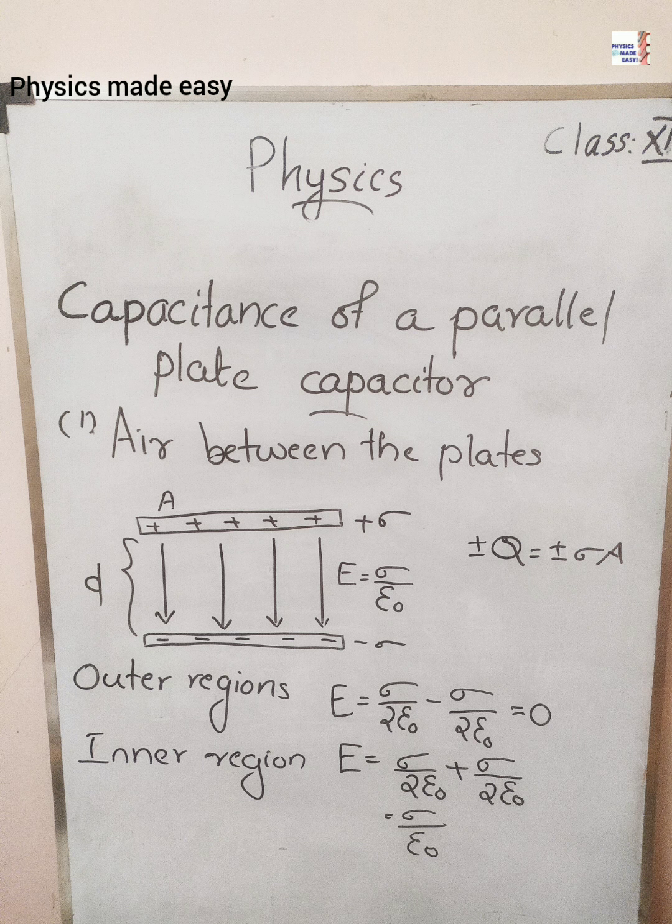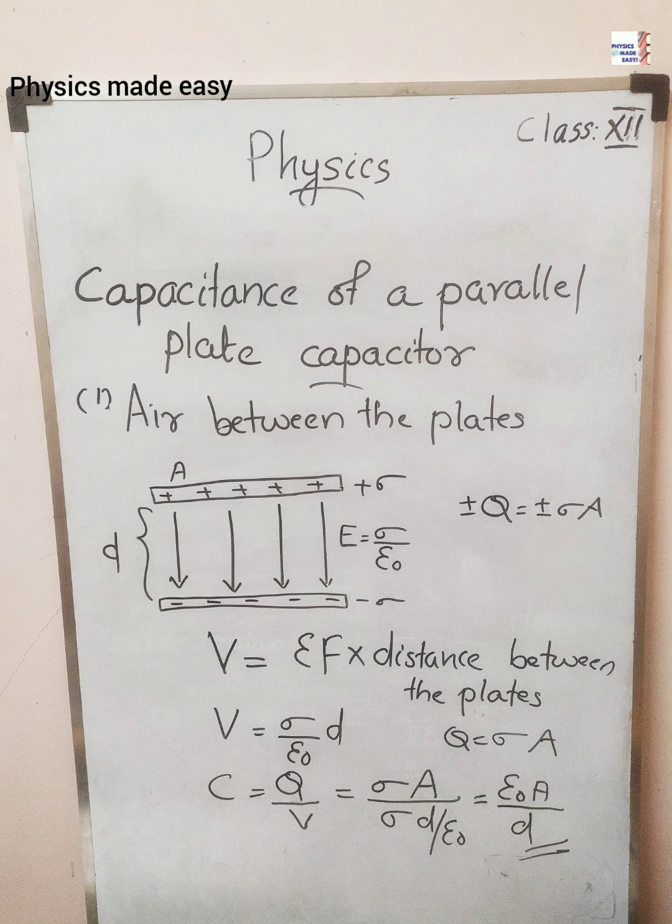Then in the inner region between these two plates, the electric fields due to the two charged plates add up. So the electric field is equal to sigma by 2 epsilon 0 plus sigma by 2 epsilon 0, that is equal to sigma by epsilon 0. Now the potential difference is equal to electric field into distance between the plates, E into D. We substitute for the electric field, sigma by epsilon 0 into D. Sigma D by epsilon 0, that is the potential here. Now our equation for capacitance is C is equal to Q by V.